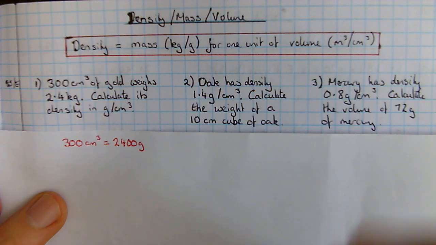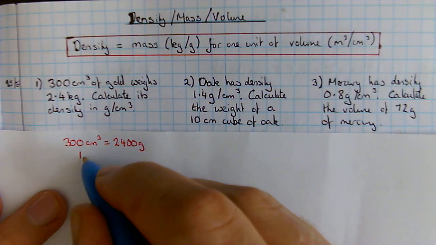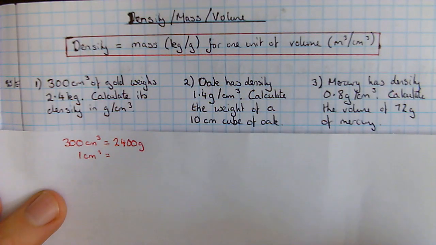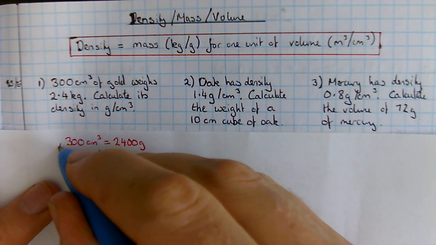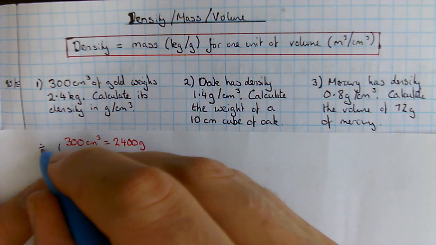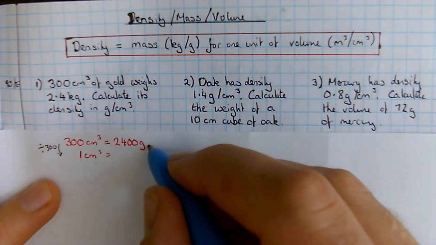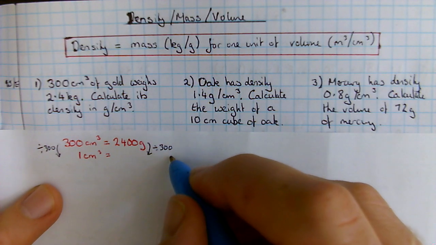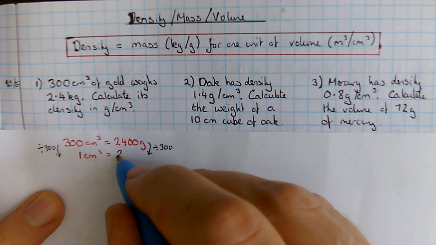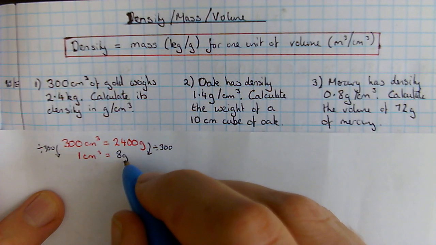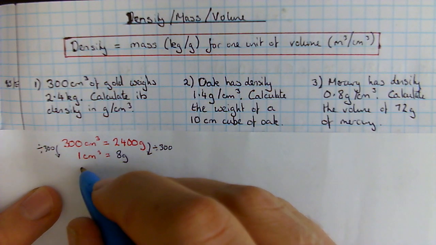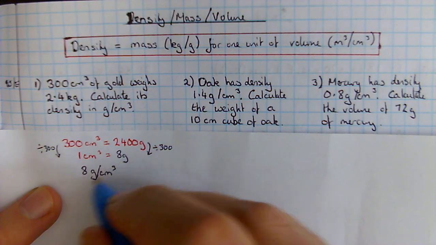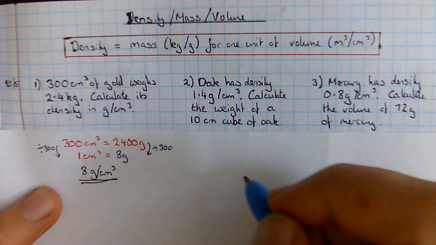Well, we should be able to see, if I want to go down to 1 centimetre cubed down here, to go from 300 down to 1, I'm dividing by 300. So if I divide by 300 on the left, I've got to divide by 300 on the right. 2,400 divided by 300 gives me 8 grams. 1 centimetre cubed equals 8 grams, so the density is 8 grams per centimetre cubed. And that's the density of gold.